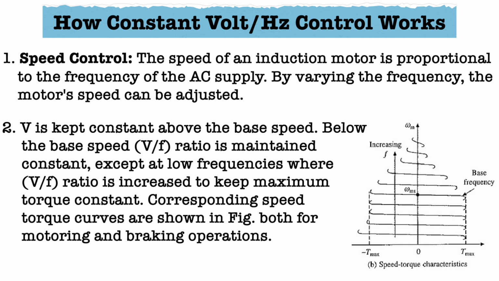Below the base speed, V by F ratio is maintained constant, except at low frequency where V by F ratio is increased to keep maximum torque constant. Corresponding speed torque curves are shown in the figure for both motoring and braking operations.